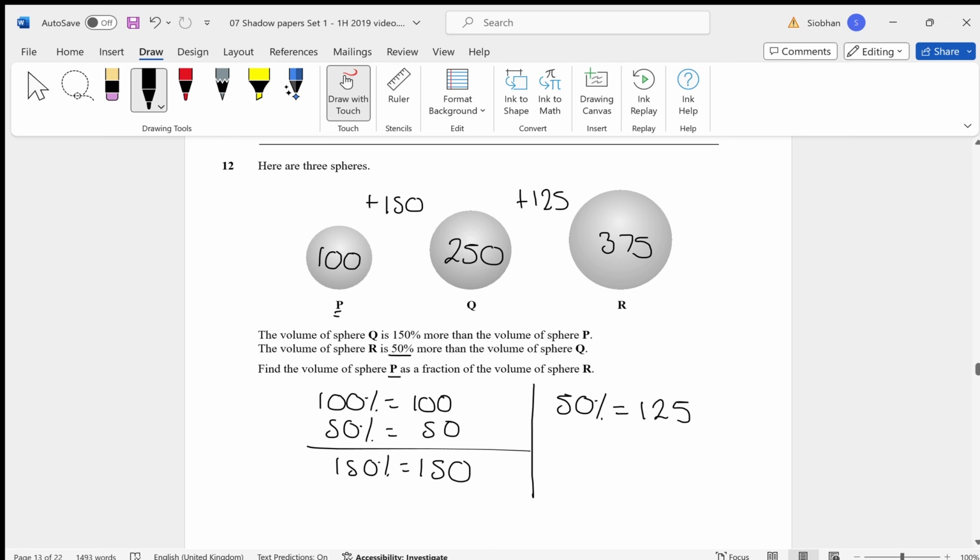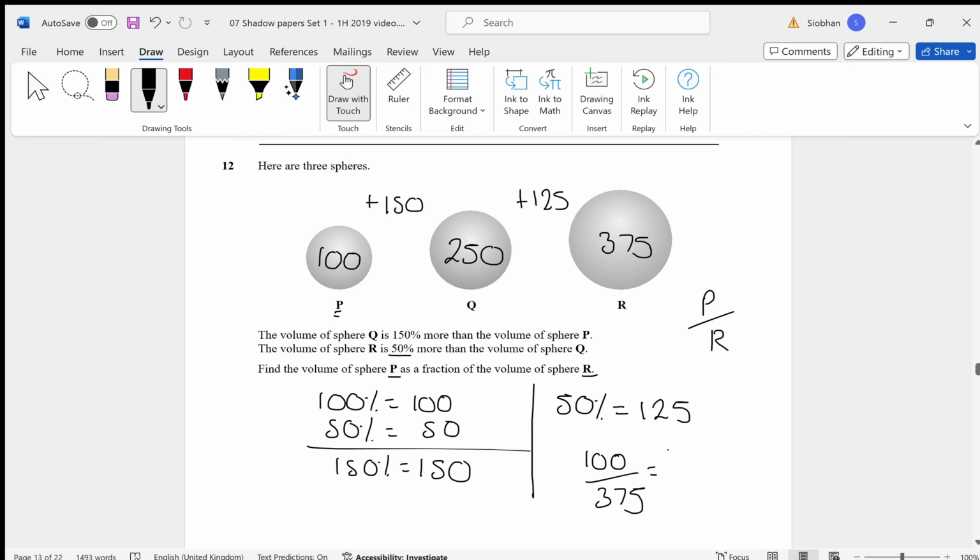Find the volume of P as a fraction of R. So that means you're going to take the volume of P and put it as a numerator over R as your denominator. So P is 100 and then R is 375. Now it doesn't say fully simplify your answer, so that would be fine to give as your answer. If it was to say fully simplify, then we would need to divide them both by common factors. A common factor would be 5.